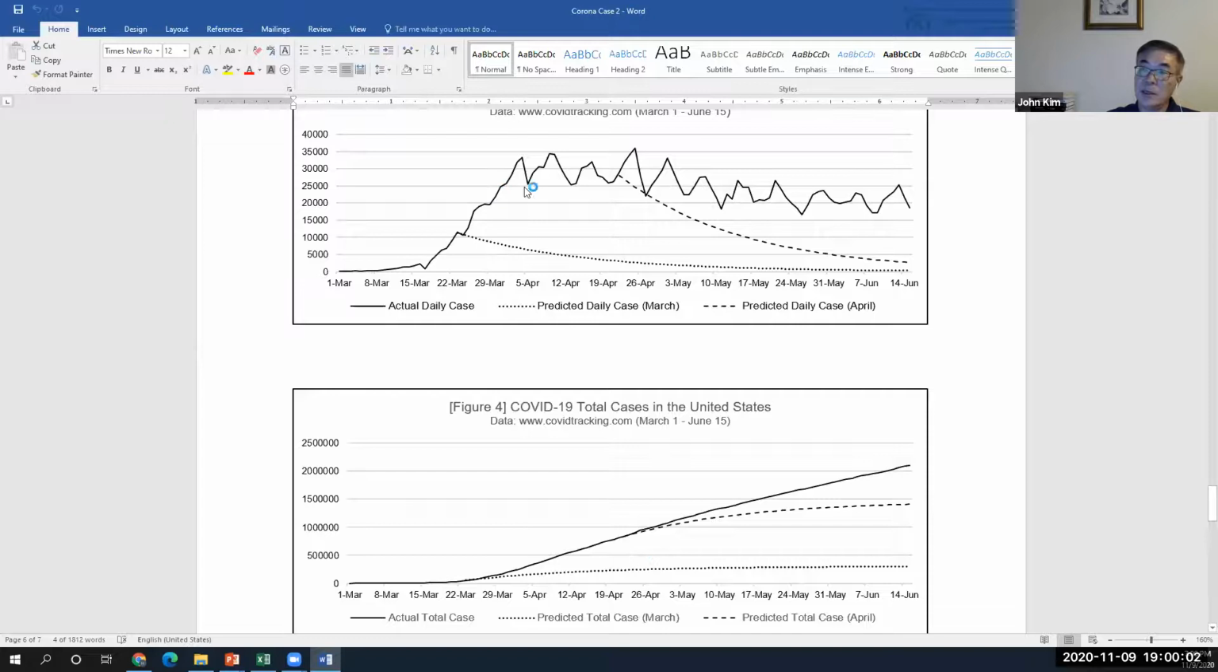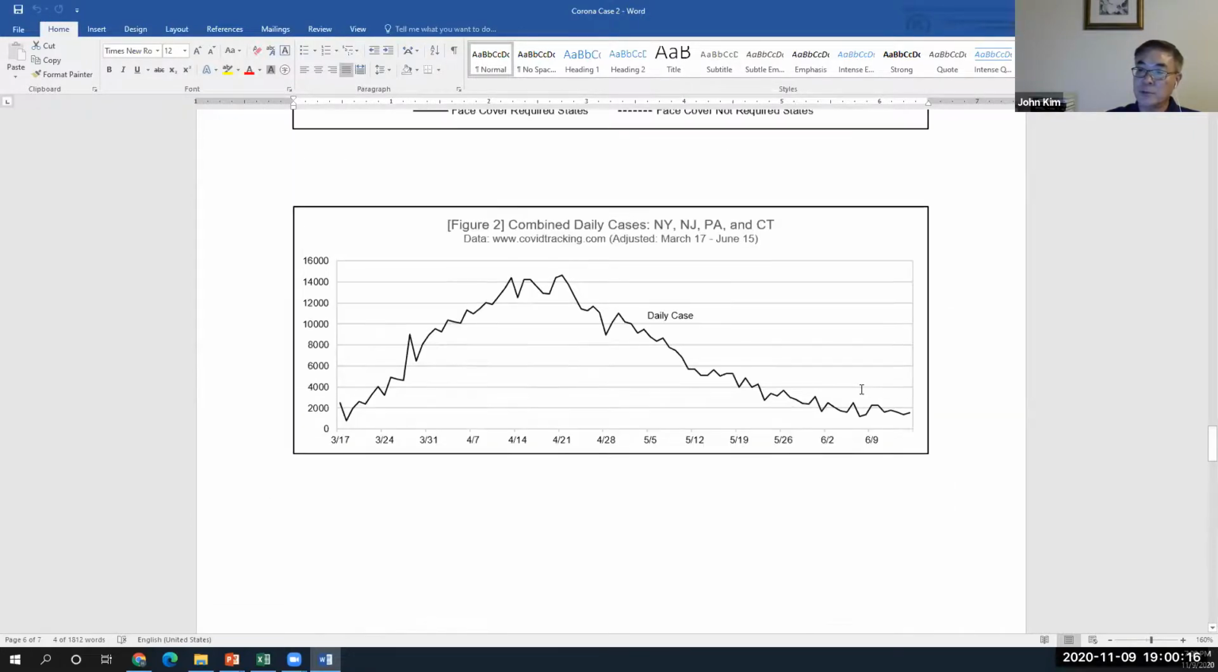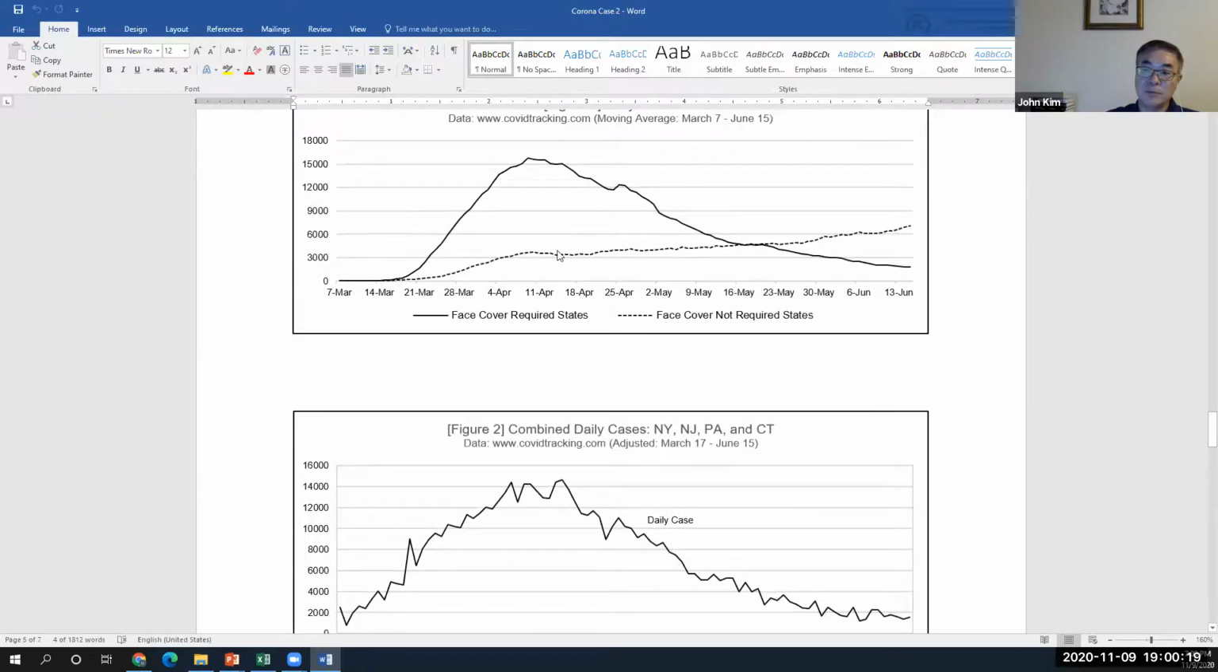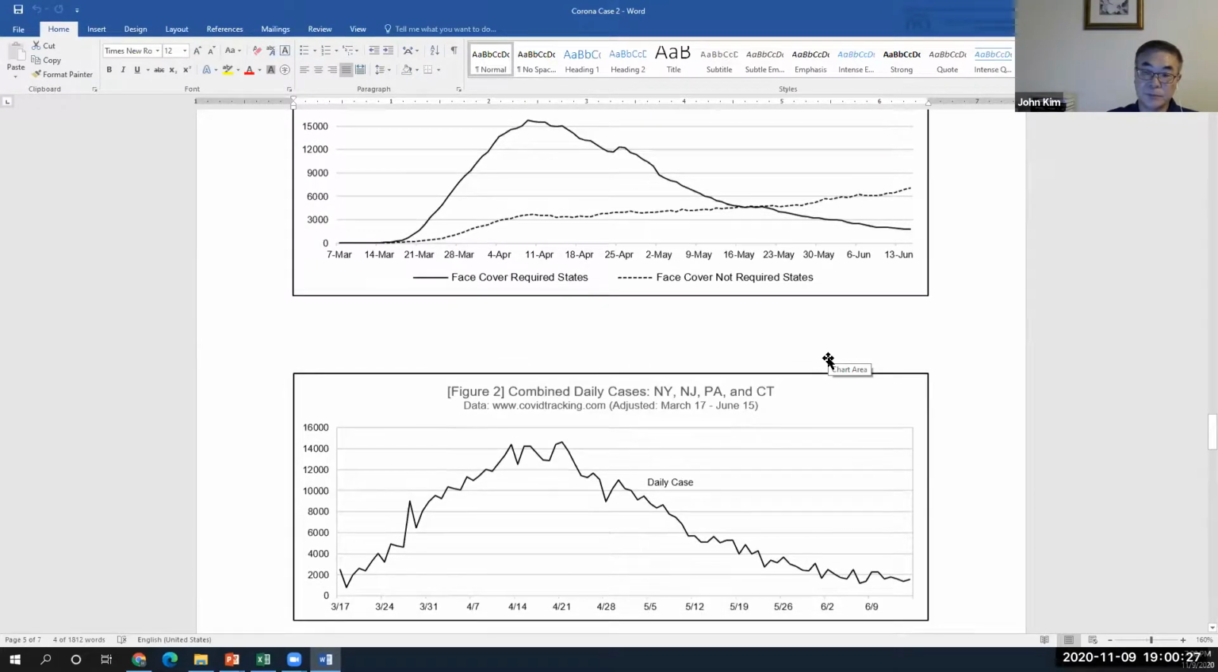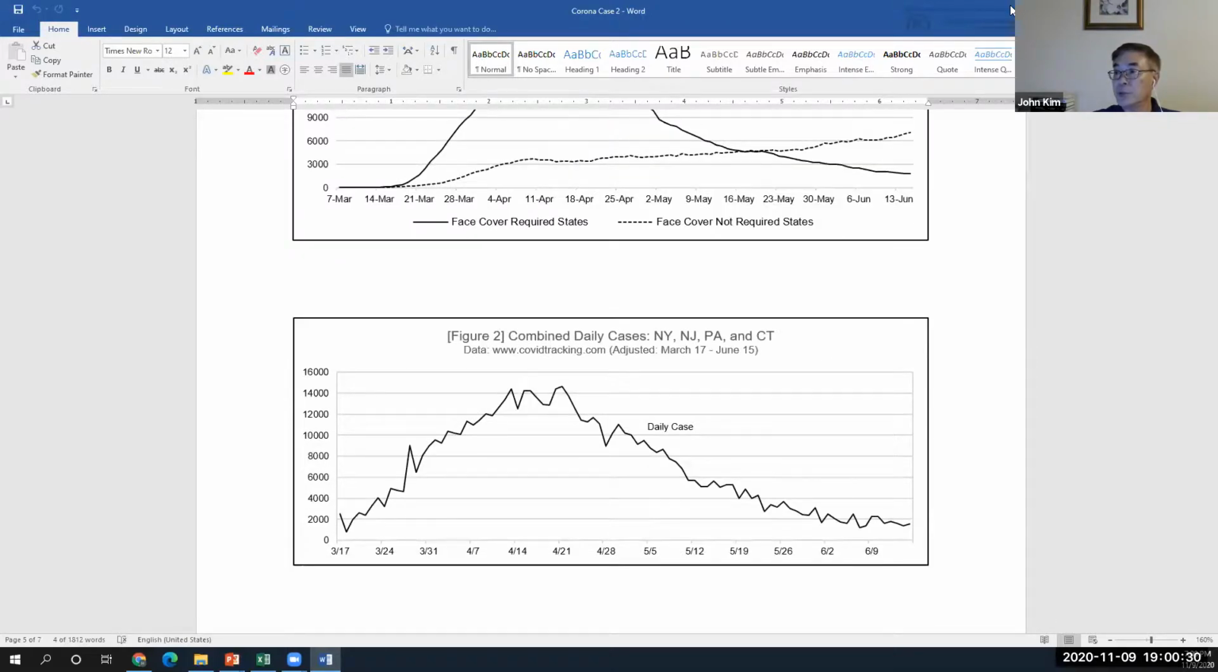So this is the daily case. The daily case decreases like this. New York and New Jersey cases are similar. So based on this, now we developed a model. This is just to show you how we use regression analysis for research. Any question?